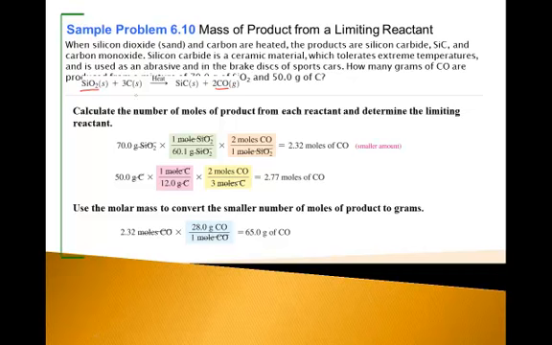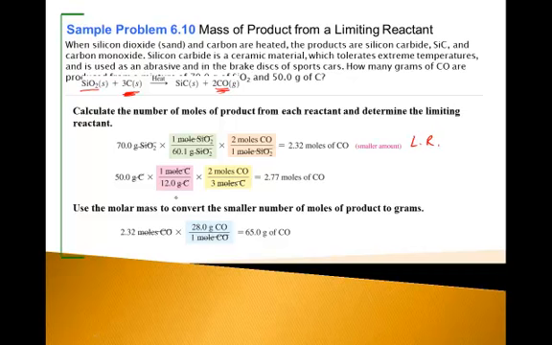I'm going to do the same thing for my carbon. So 50 grams of carbon, divide by the mass for 1 carbon off the periodic table. And then now my ratio is 3 carbons and 2 COs. And the carbons are down here to cancel. So 50 times 1 times 2, divided by 12 times 3, that gets me moles of CO. Now between those two, this is the smaller amount. So that means this one is my limiting reactant. That's the one that I need to use to finish solving my problem.